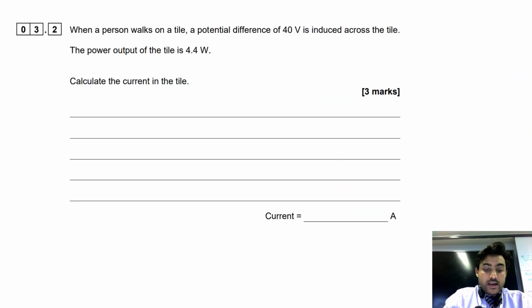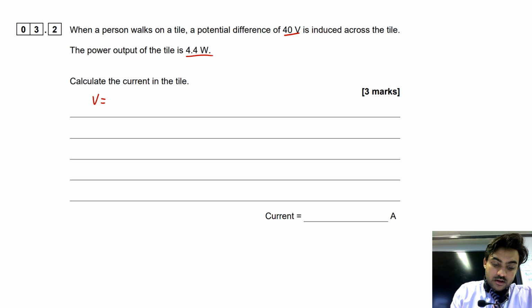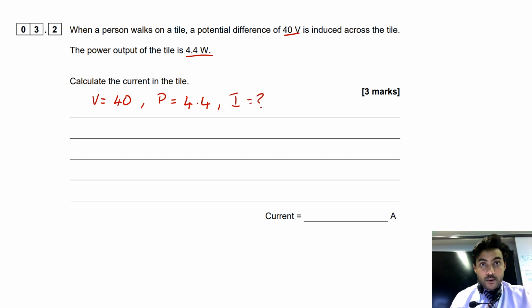Moving on. When a person walks on a tile, a potential difference of 40 volts is induced across the tile. The power output of the tile is 4.4 watts. Calculate the current in the tile. Remember, we just have to use the equation that we were doing before. Let's go through Mr. Barden's 7-step method. First thing is, take the data from the question. V equals 40. P equals 4.4, and I is what we don't know.